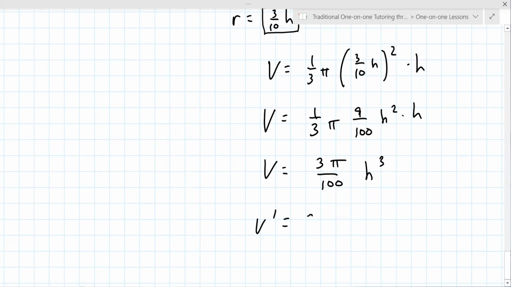Like this is a constant, 3 pi over 100. Derivative of h cubed is 3h squared, h prime. And we want h prime because that's what we're trying to solve for.